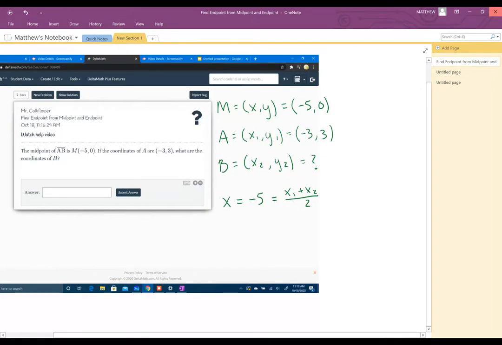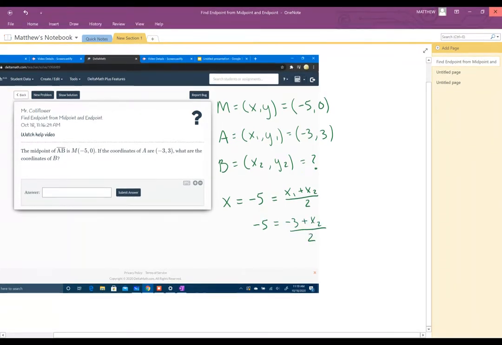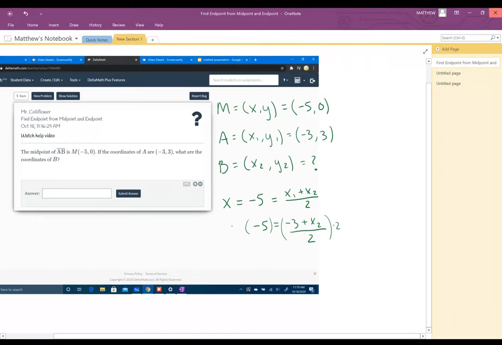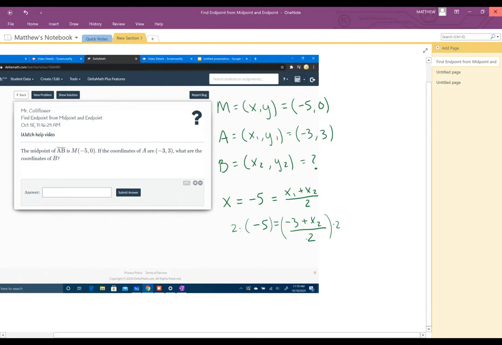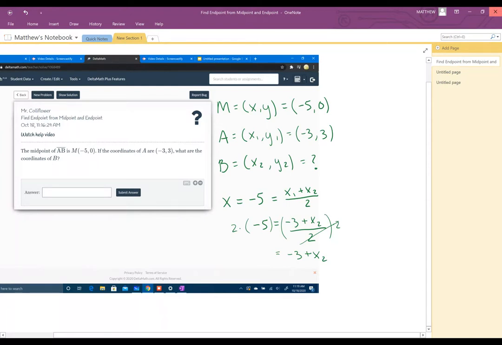So if I substitute in the values that I know, then -5 is equal to -3 plus x2 divided by 2. And now I want to solve for x2. To do that, I'm going to multiply on both sides by 2. Because if I multiply by 2 on the right, the division by 2 will cancel out. And so I'm left with -3 plus x2 on the right. And on the left, I have 2 times -5, which is -10.